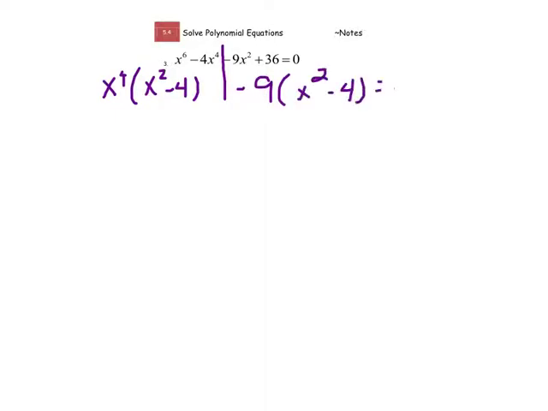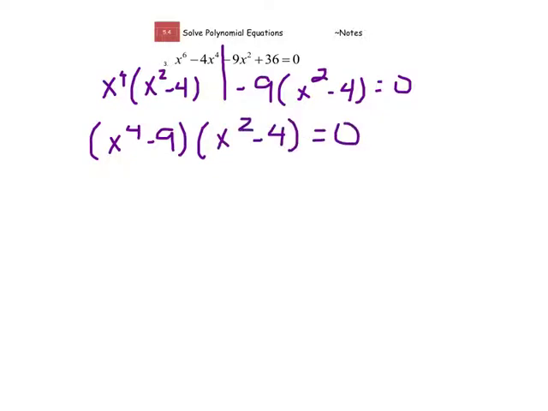Alright, then the last example, we have x to the 6 minus 4x to the 4th minus 9x squared plus 36. Alright, so this is 4 terms, so we're going to break this up. We're going to take out a GCF, so here I could take out an x to the 4th, and I'm left with x squared minus 4. Alright, the second 2 terms I could take out a negative 9, and I'm left with x squared minus 4. So now we have x to the 4th minus 9, x squared minus 4.